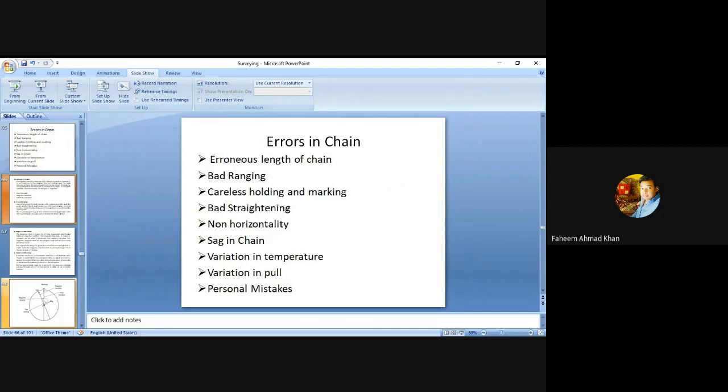Coming on to the next slide, I would like to discuss how we plot the chain survey which we conduct on the ground. It will take about 5 to 10 minutes more to complete this session. I would just read out a few things. Just listen to it carefully, that is, how we plot a chain survey.